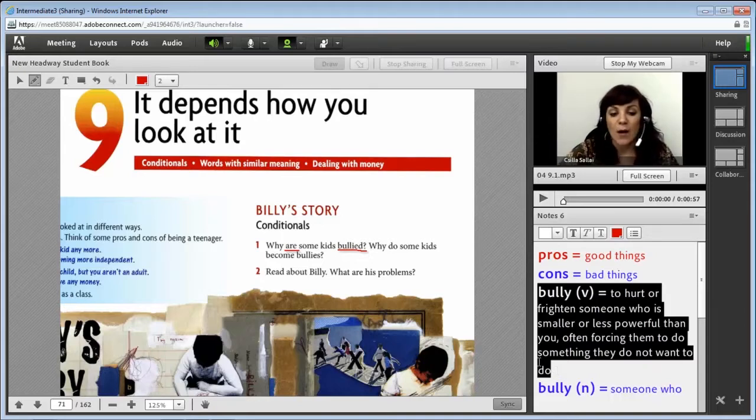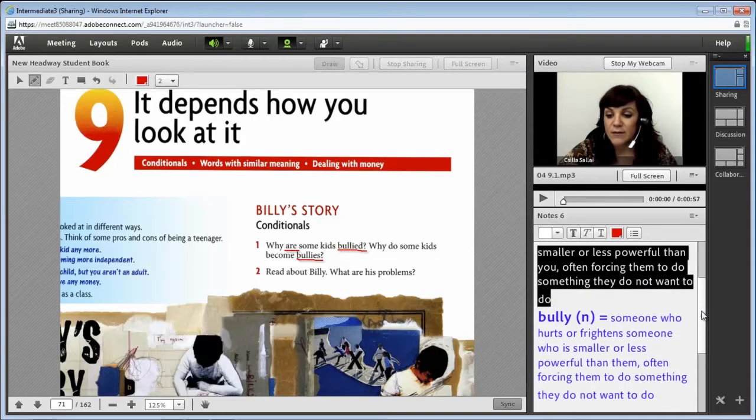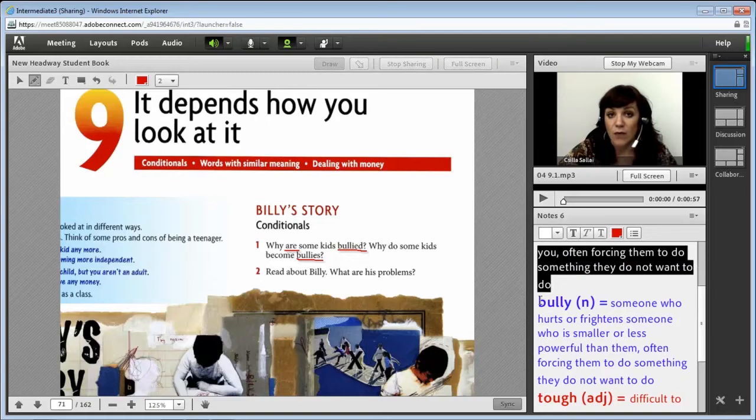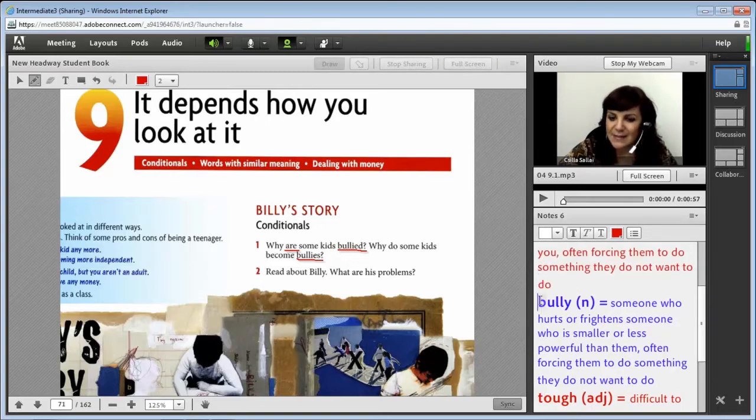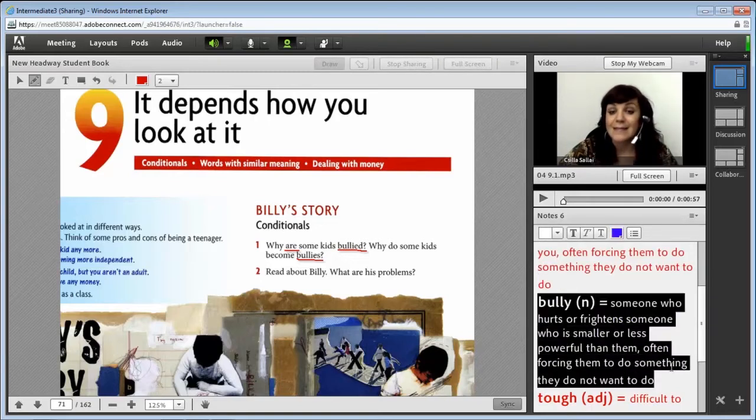And why do some kids become bullies? Bullies. So in this question, you can see that bully is a noun. Now let's have a look at the meaning of bully as a noun. I'm sure you could guess that this is the person who hurts or frightens someone who is smaller or less powerful than them, often forcing them to do something they do not want to do.